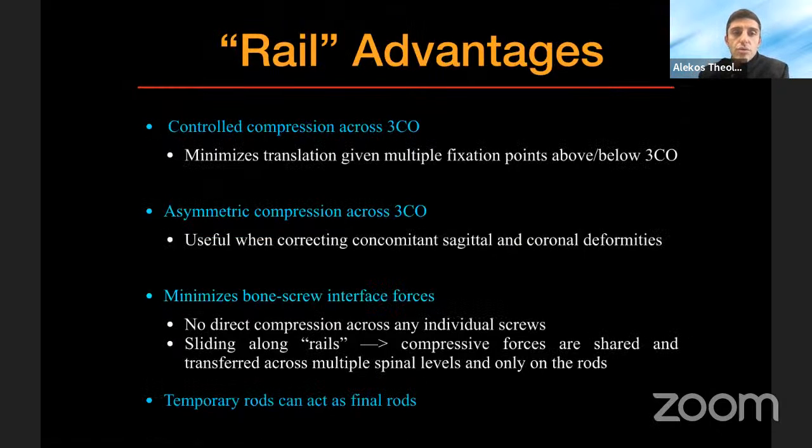It provides controlled compression across a 3-column osteotomy site, and minimizes translation given multiple fixation points above and below. You can also achieve asymmetric compression across a 3-column osteotomy site. You can compress on the left side more than on the right, or in the last example, the converse, to correct that coronal deformity.